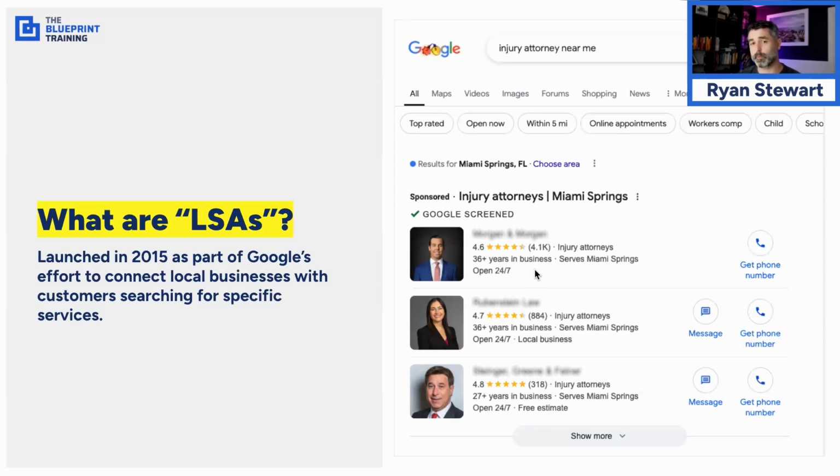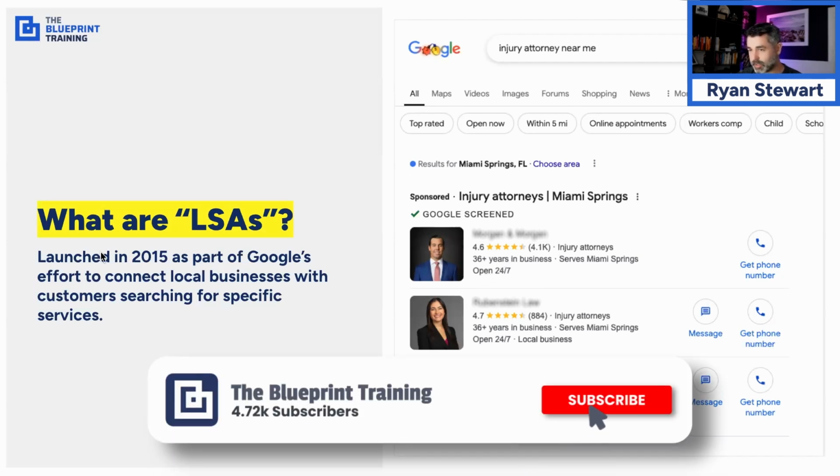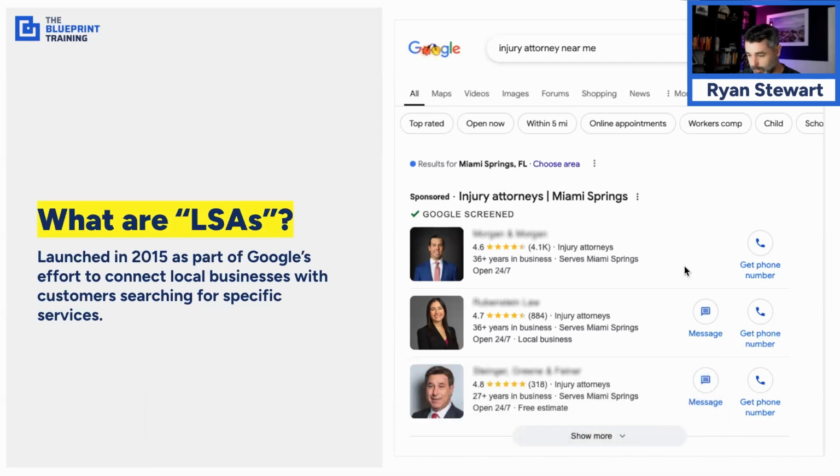There's 3 showing up here. Most of the time it's just 2, but I do think Google's expanding the inventory on here to make some more money. So they were launched, I actually had to do some research on this. I thought they were newer than this, but they were launched in 2015 as Google's effort to connect. I'm going to give you what the internet says versus what I think, because my hypothesis is probably closer to why Google really launched these.